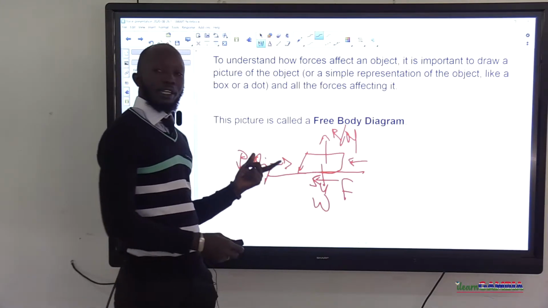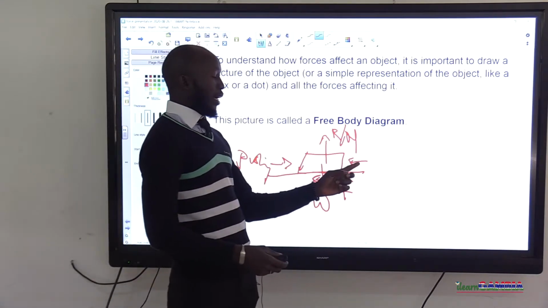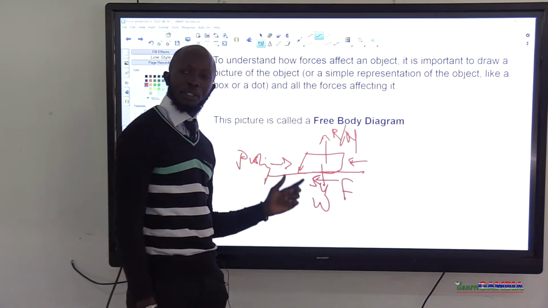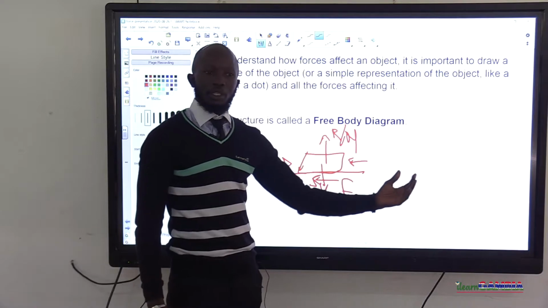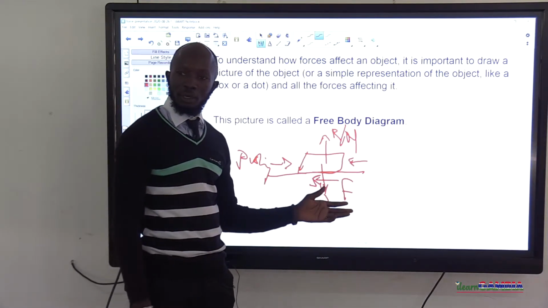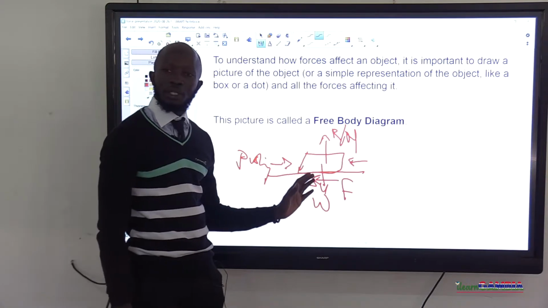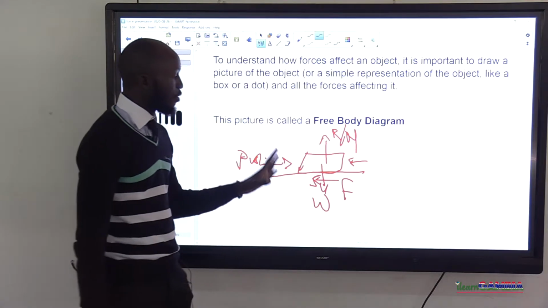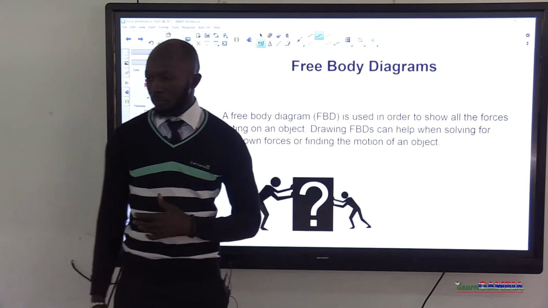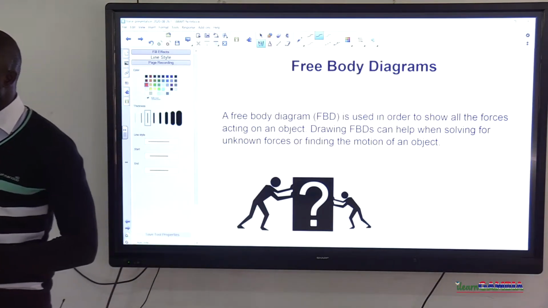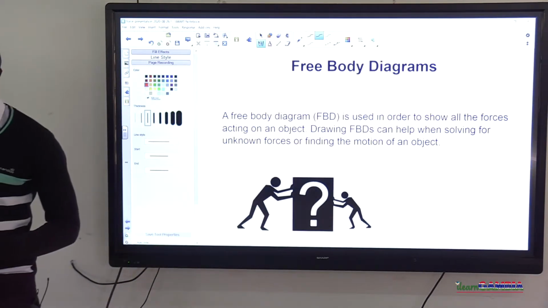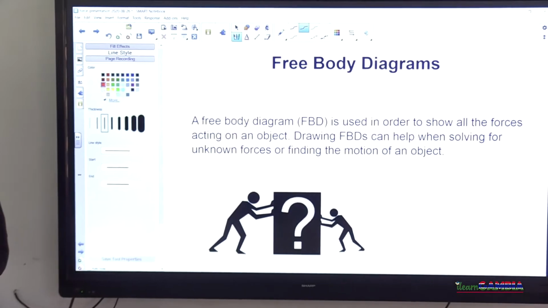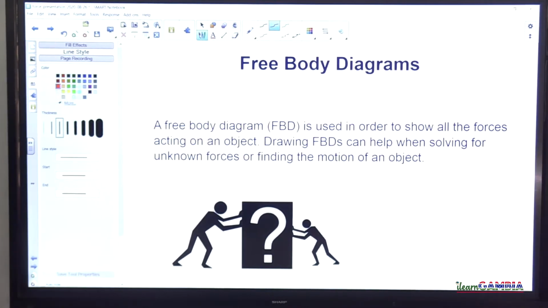So if the net force, let's say my pushing force, is greater than the addition of this counter force coming from here plus the frictional force, then the object will be able to accelerate. But if they are equal, then they will balance each other out, and obviously the object will still remain in its position or in its rest state, right? So this is what is called the free body diagram. A free body diagram is used in order to show all forces acting on an object. Drawing free body diagrams can help when solving for unknown forces and finding the motion of an object.